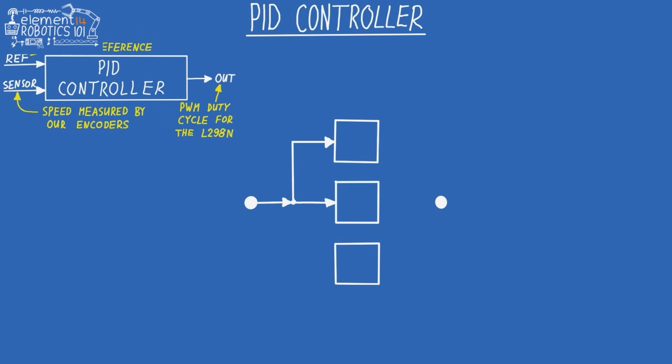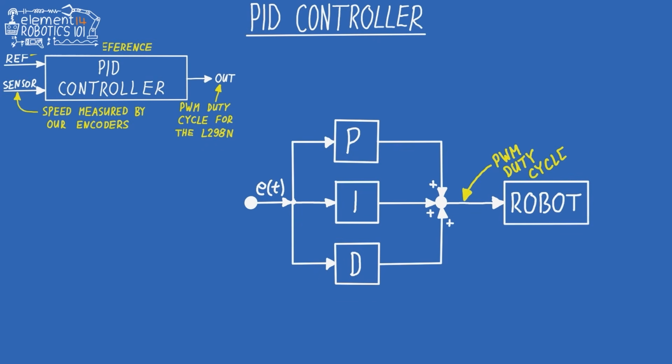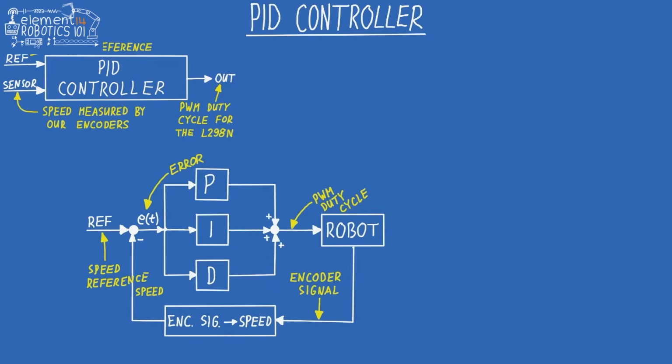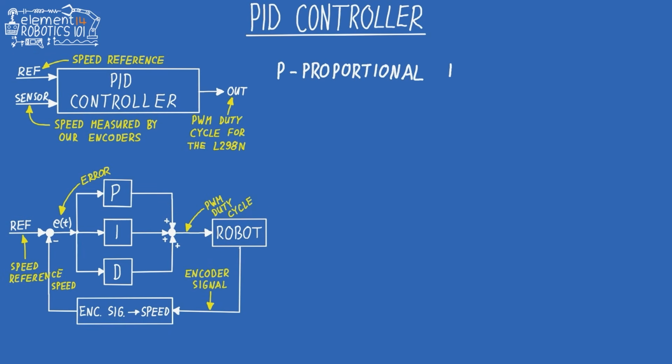But what's actually happening inside this black box? So here is the diagram of that. We have the 3 components P, I and D, we are summing them and getting them to the robot or to our actuator. We are reading the encoder signal, then in a piece of code we are converting that signal to the speed measurement, and then we're subtracting that speed from our reference, getting our error signal. The idea and the purpose of the PID controller is to actually minimize that error, ideally to have it at 0. Now let's take a look at each component of the PID controller.